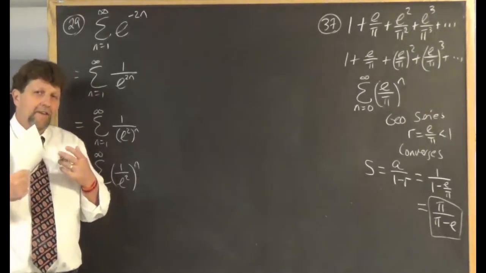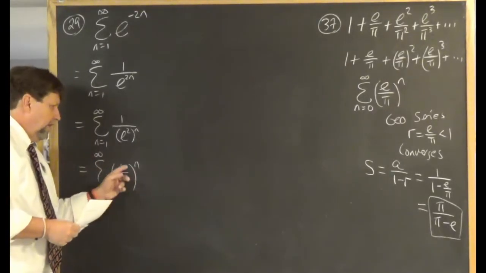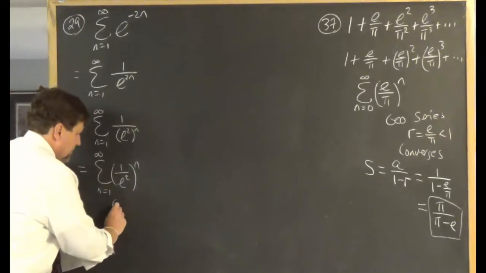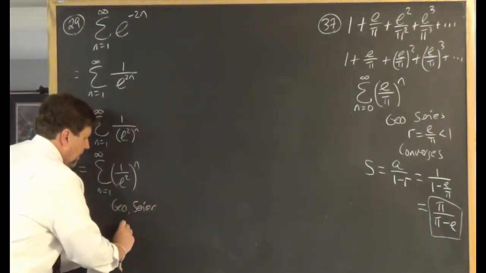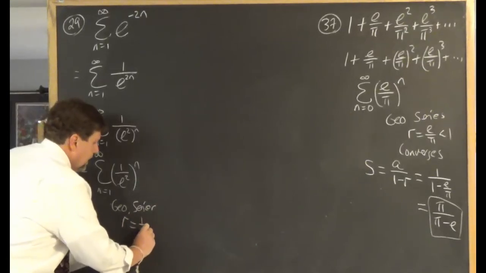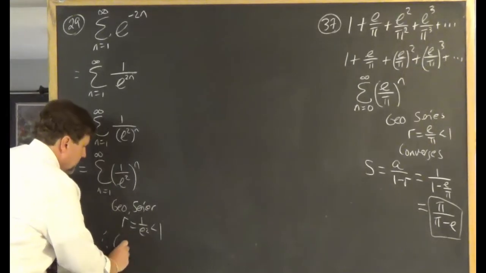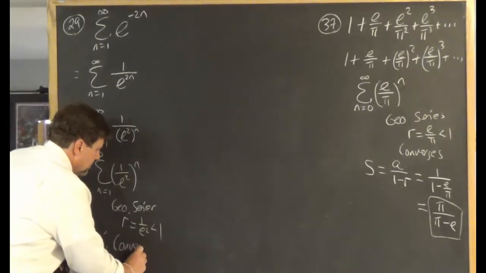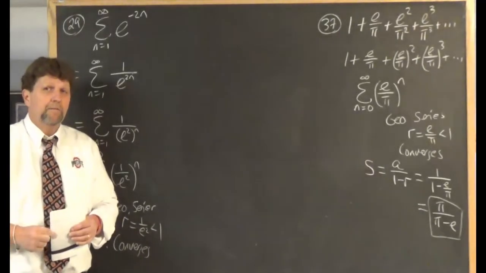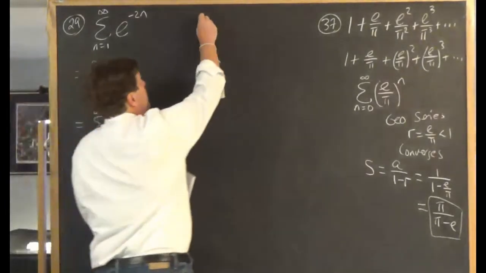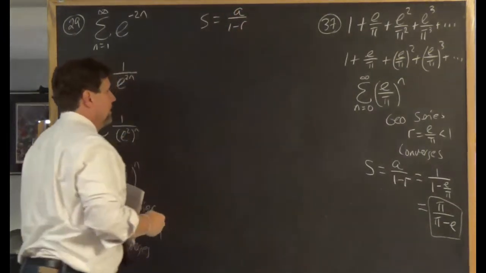Now I see I have a geometric series. This is the R. R is 1 over e squared, which is definitely less than 1. So this converges. And because it converges, I can find its sum. And we know the formula is a over 1 minus r.